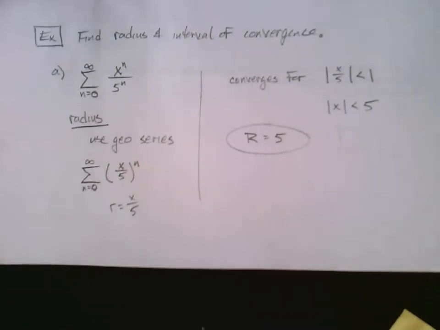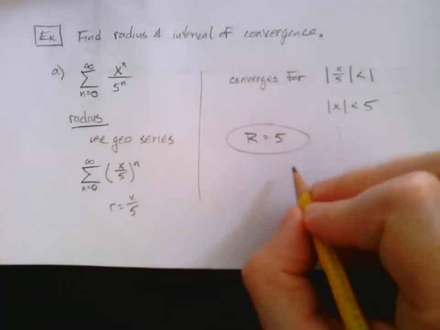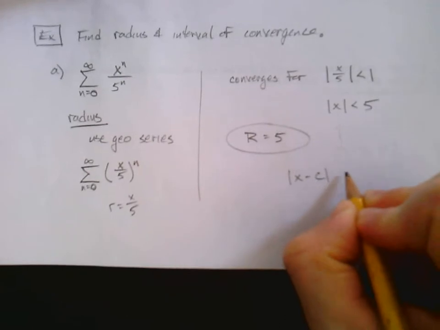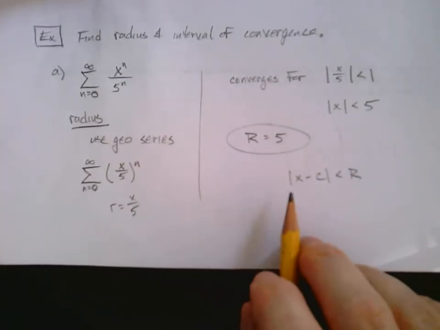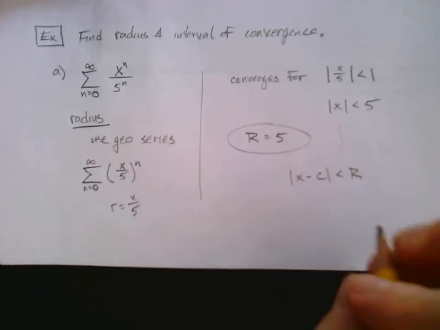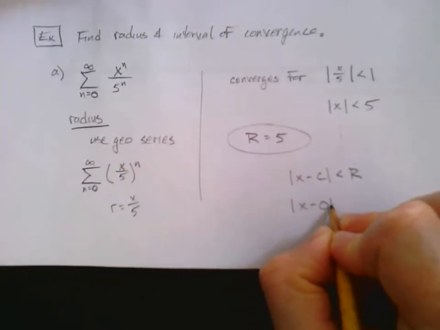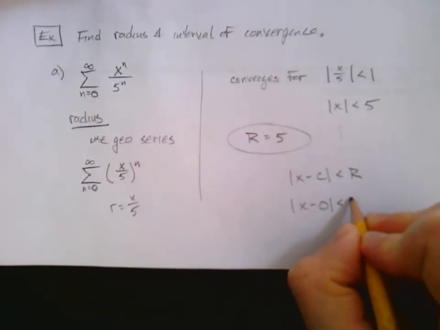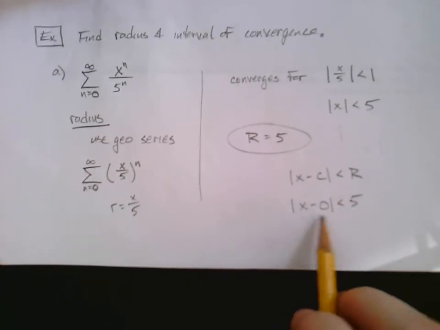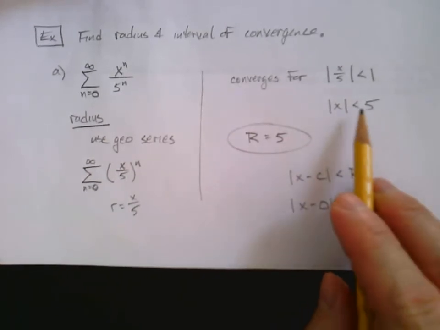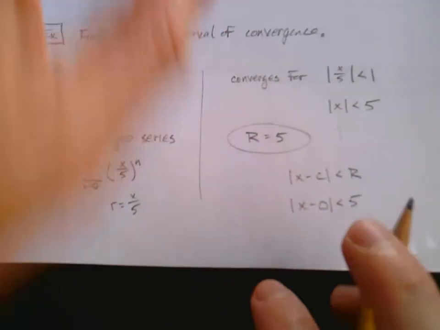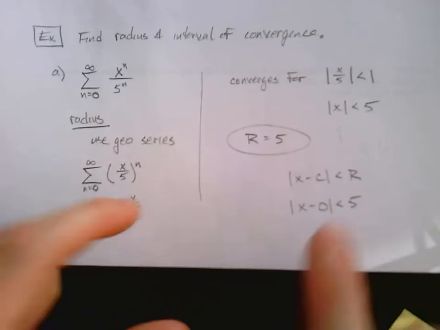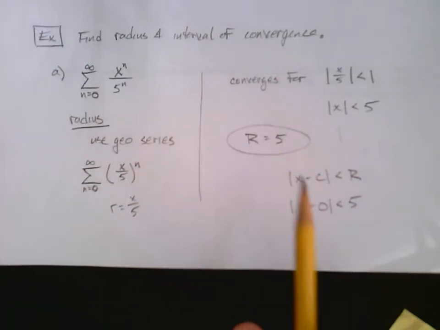If you go back to the definition of radius of convergence, it converges when the absolute value of x minus c is less than r. And the center, as we noted at the beginning, is 0. So I've got where I'm centered, and my radius is 5. That's what that's saying. I'm centered at 0 and I can go out 5 units in both directions and converge.